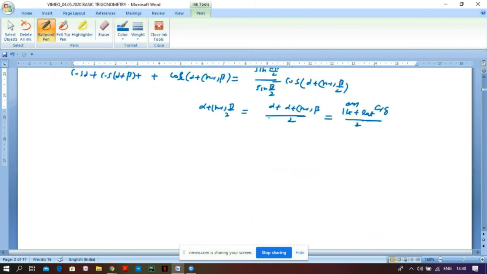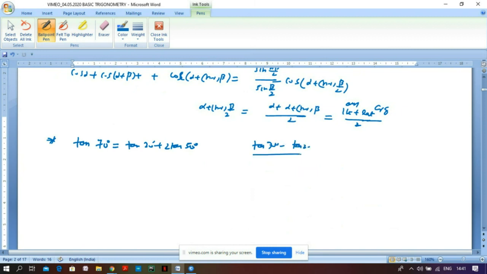Let me do some problems which will use some results, some other results also. So the first example that I take was asked in JEE Advanced. I will try to give the motivation also. Tan 70 degree is tan 20 degree plus 2 tan 50 degree. In fact, you could be given like this: tan 70 degree minus tan 20 upon tan 50 equals what?